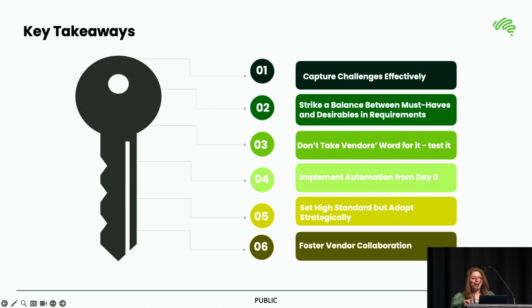While setting a high standard is very important for achieving excellence, it's equally crucial to remain adaptable. Flexibility allows us to adjust to new information, evolving needs, and unforeseen challenges, ensuring continued success. Last but not least, build a strong partnership with vendors to leverage their expertise and support. Collaboration can lead to better problem resolution, faster troubleshooting, and more effective implementation.